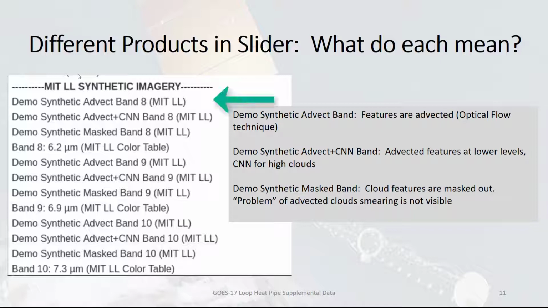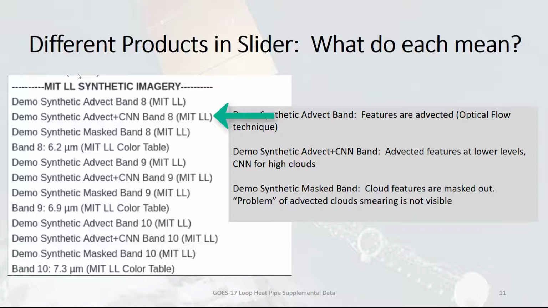Synthetic Advected Band 8, or 9 or 10, are the data that only include optical flow evolution of the fields. Synthetic Masked Band 8, or 9 or 10, also include only the optical flow evolution of the fields, but cloudy regions are masked out, so you can't see the cloud top degradation of the fields in those regions.